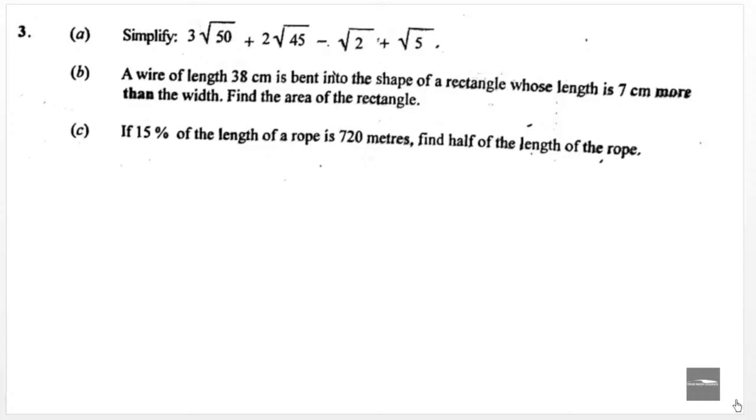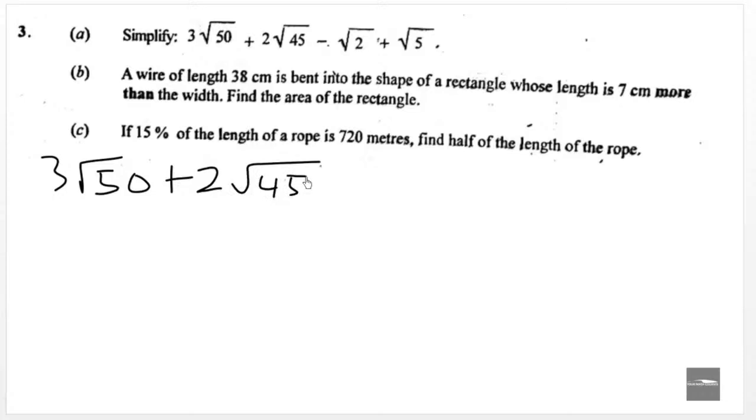Question 3 has a part. Simplify 3 root 50 plus 2 root 45 minus root 2 plus root 5. So we have 3 root 50 plus 2 root 45 minus root 2 plus root 5.